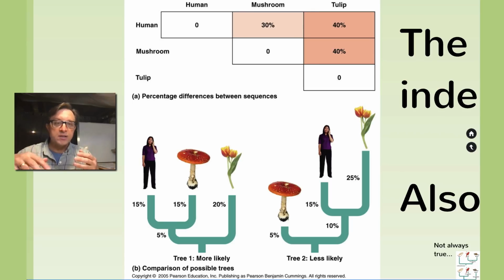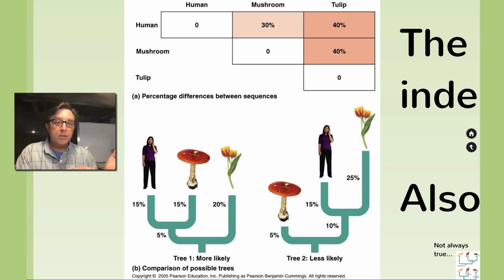So 15 plus 5 equals 20%. And on the other side, on the other arm going up to the plant, we see that adds up, it's 20%. So everything adds up, and we have a stable mutation rate.